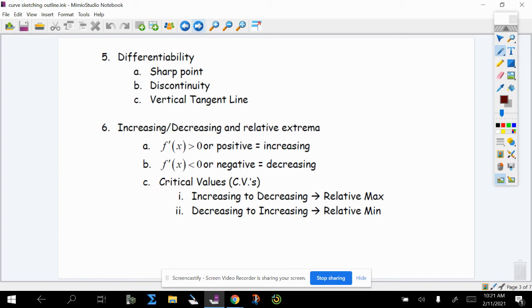And then we really get into the derivative process when we start looking at the first derivative. So increasing, decreasing, relative extrema, minimums and maximums, those all come from looking at the first derivative. We can establish when a first derivative is positive or negative, which tells us when a function is increasing and decreasing. And we can also establish critical values and what critical values create extrema. If my function goes from increasing to decreasing, we create a maximum. If I go from decreasing to increasing, we create a minimum.